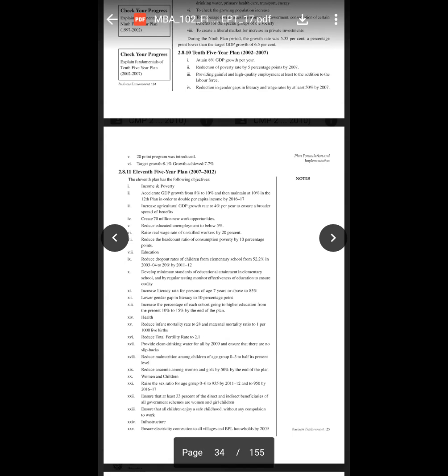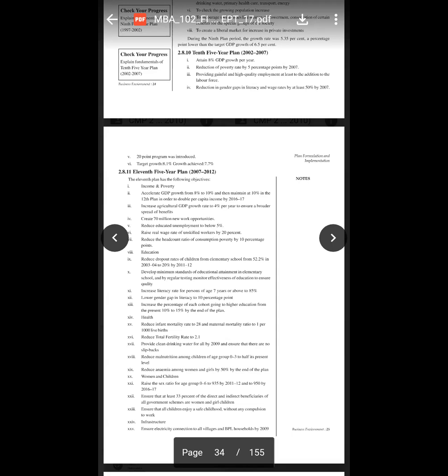Then reduce the head count ratio of consumption poverty by 10 percentage points. Education, definitely they have given more focus on education also. Reduce the dropout rate of children in elementary school from 52 to 20 between 2004 and 2011. I mean, they have given more focus on children going to school and getting education, because education is really a very necessary factor for growth and development. Okay, so if the children are educated, definitely our country is also called an educated country.